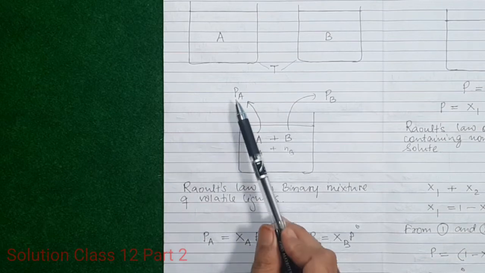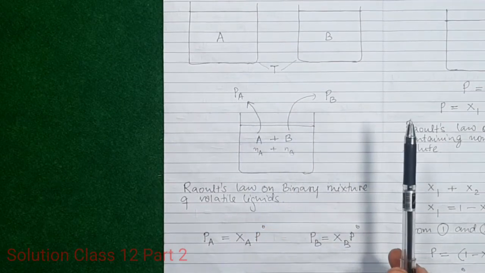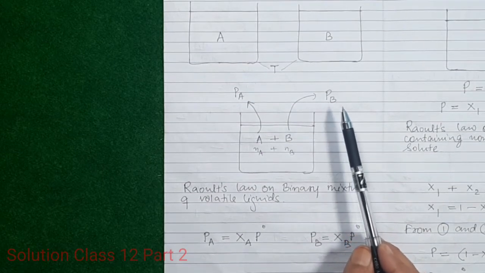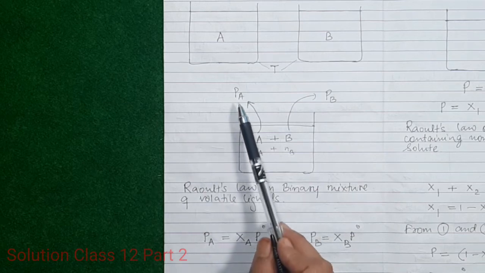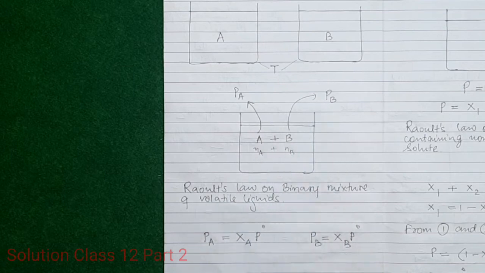But I don't know how much Pa is. I only know that it is less than P°A, but I don't know how much Pa is. I know Pb is less than P°B, but I don't know how much Pb is. But we can get the exact value of Pa and Pb using a law called Raoult's law on binary mixtures of volatile liquids. So this is the first law we are dealing with in this chapter, called Raoult's law on binary mixtures.